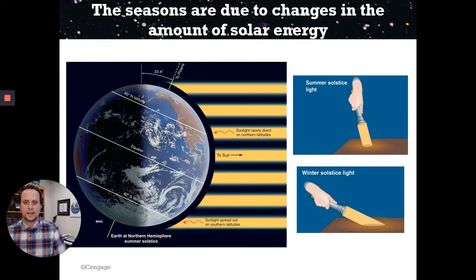During the winter, it fans out, it spreads out. So it's the same amount of light coming from the same object, the flashlight or the sun, and it's just spread out over a bigger area. So it's less solar energy. This is why we have seasons. It's due to the amount of solar energy. As you can see, at the equator, sunlight doesn't vary that much. It stays mostly the same, or mostly straight on, the entire time.